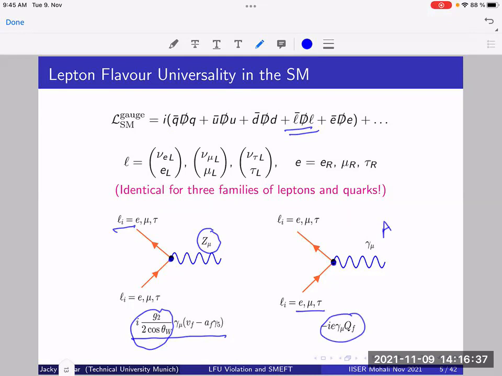This is what we mean by universality: all three families of leptons have exactly the same couplings to the gauge bosons. There is only one thing which breaks this universality feature in the standard model, which is the Yukawa interactions. But in that case, the strength of the interaction is proportional to mass. As you know, leptons have small mass, so very safely we can say that LFU, lepton-flavour universality, is preserved in the standard model.